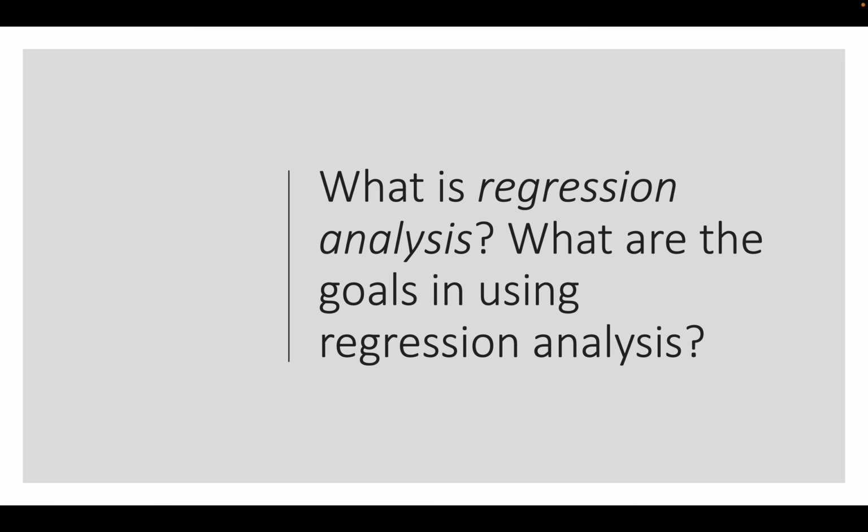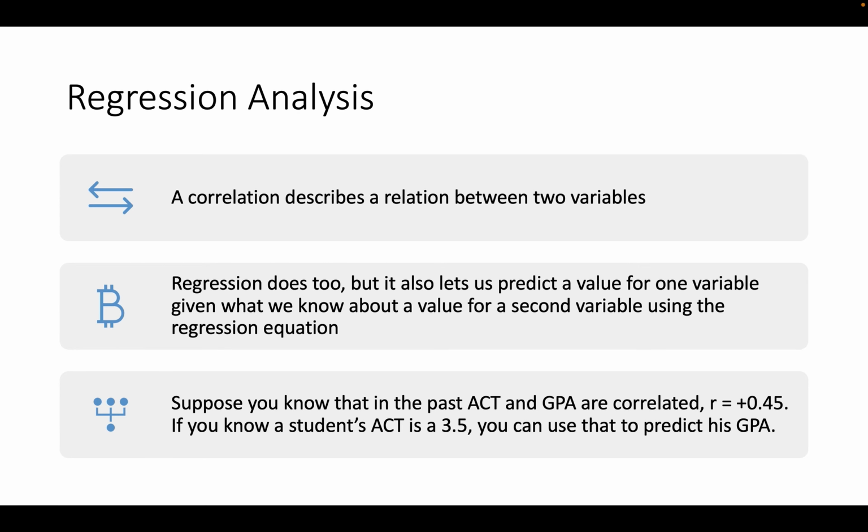Now, the last thing we're going to cover in this lecture is a regression analysis. So let's talk a little bit more about that. A correlation lets us describe a relationship, and a regression does too. Plus, we're able to predict the value of one variable given the value of another variable. So the example here is, suppose that you know that ACT and GPA are related. If you know someone has an ACT score of 3.5, you can use that to predict their GPA.